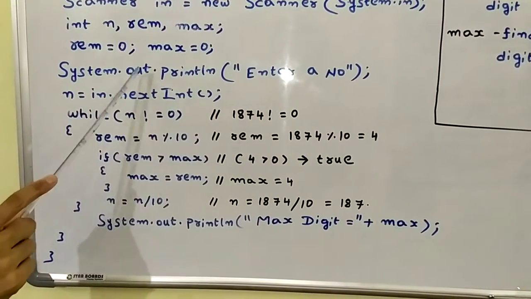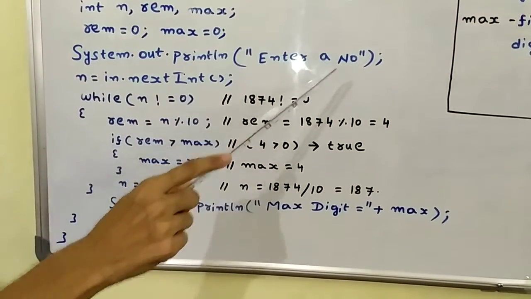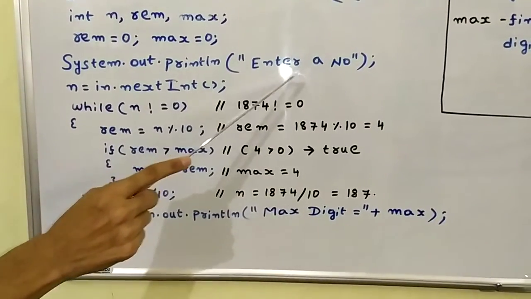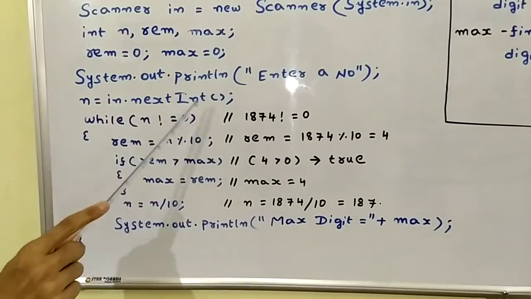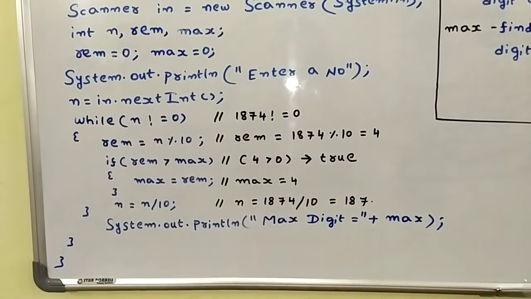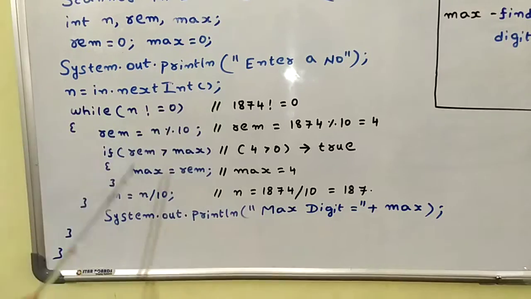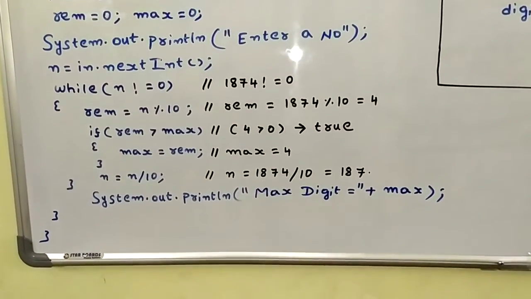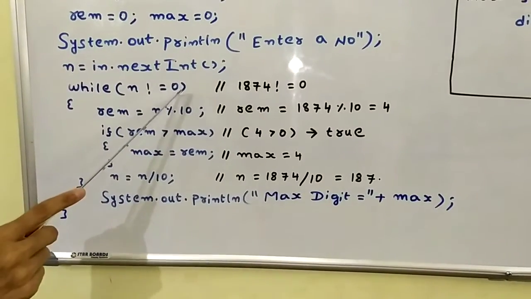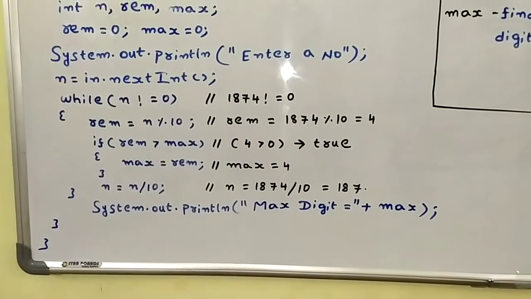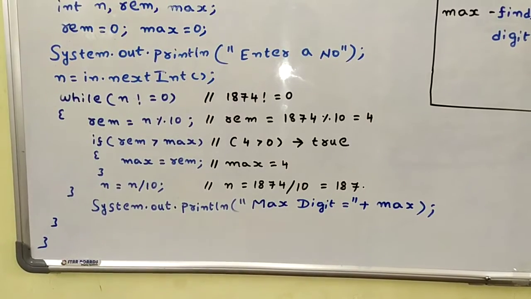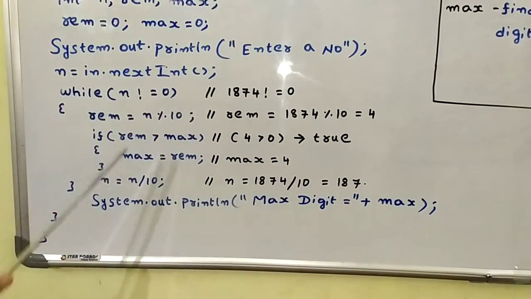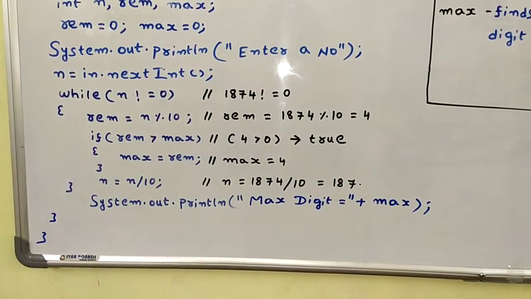Now System.out.println("Enter a number"). It is a prompt message, so it is asking for the input. n is equal to in.nextInt(). The number input is read by using the nextInt method. While n not equals to 0. Here a while loop is made to run and it consists of a condition. This is the condition that n not equals to 0. If n not equals to 0, then the loop will run, and if the n value is equal to 0, the loop is going to get stopped.